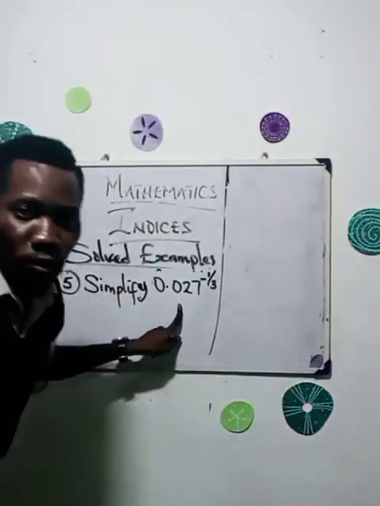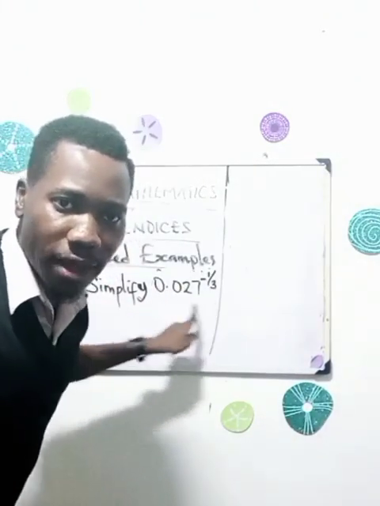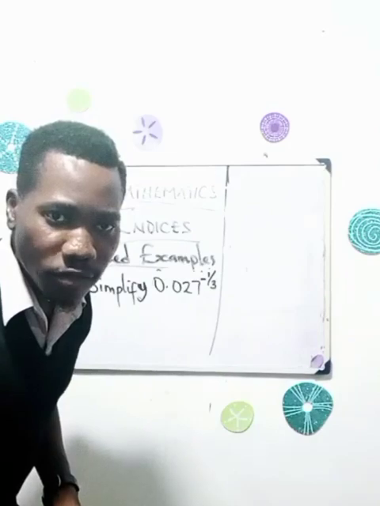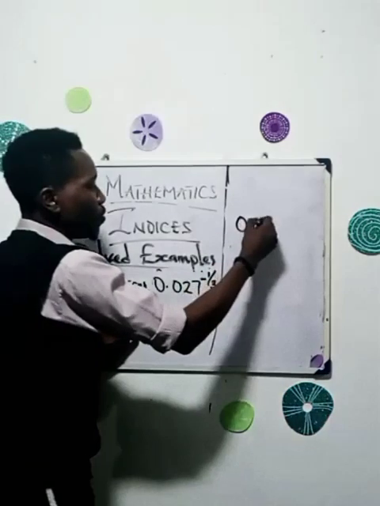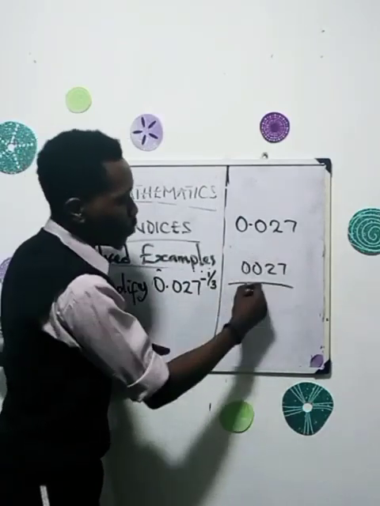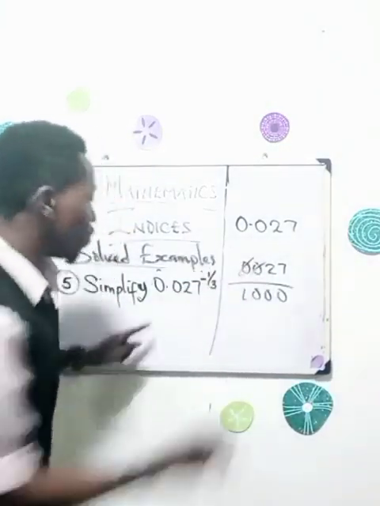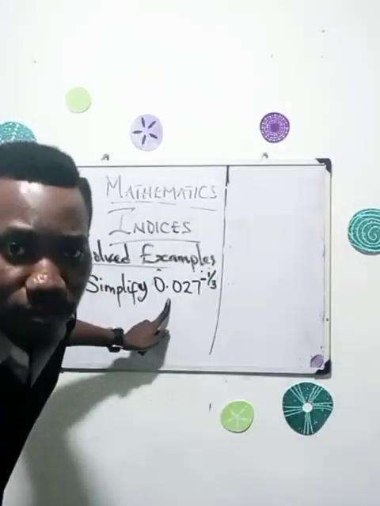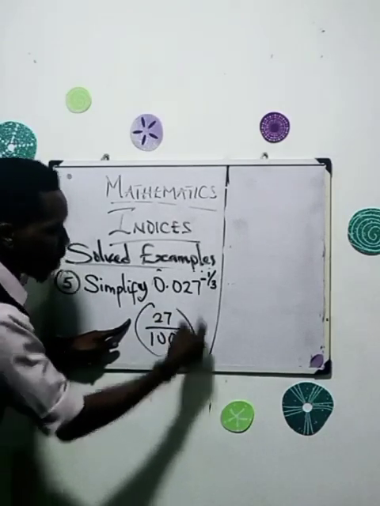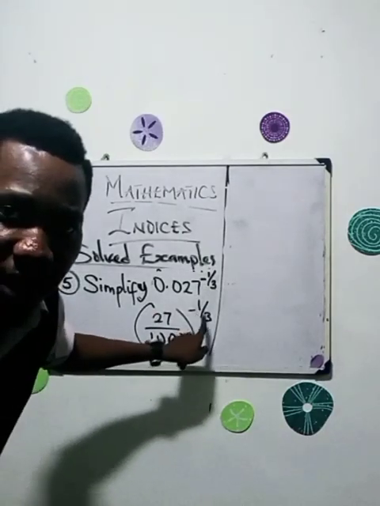Now, let's bring it home. So what we have here is 0.027. What we want to do is to first change this to a fraction. So what would this be as a fraction? Somebody. What will 0.027 be as a fraction? Abdulgani says 27 over 1000. Good, that's it. Take out the decimal point, you have 0027 over 1000, so you have 3 zeros, which is 1000. These are insignificant, alright? 27 over 1000. So this is 27 over 1000 raised to the power of negative 1 over 3.